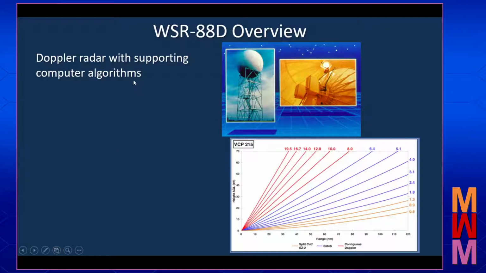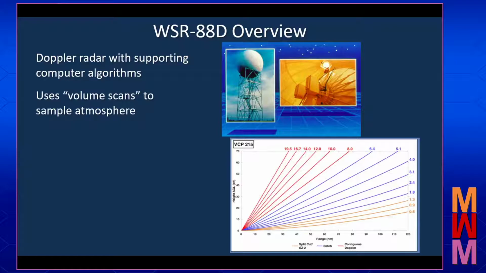There are also a number of computer algorithms, computer programs built into the system that help in analyzing the data, looking for areas of potential hail or potentially large hail, estimating rainfall, looking for areas of rotation, and these algorithms help with analyzing the storm.